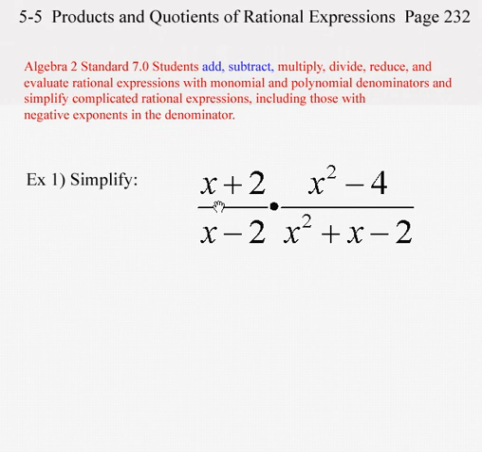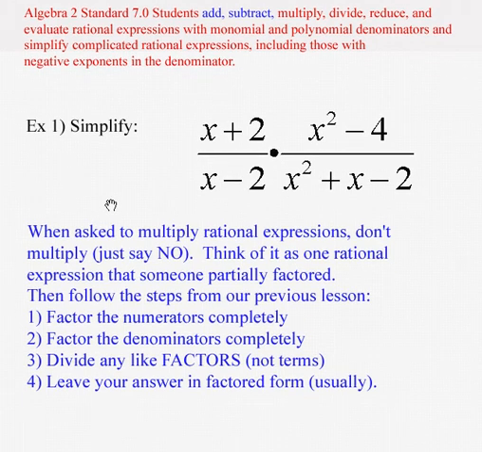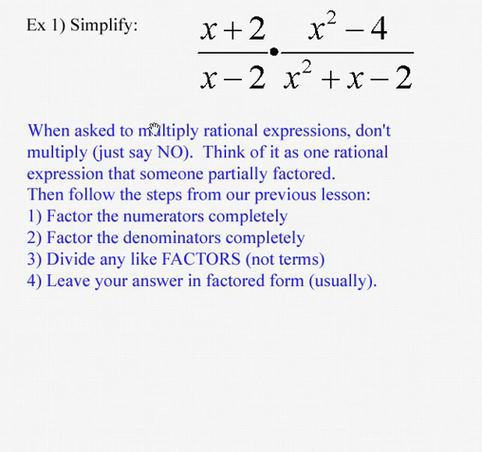So let's start out with our first example. We have x plus 2 over x minus 2 times the rational algebraic expression x squared minus 4 over x squared plus x minus 2. Now, I would like you to think of this. When we ask you to multiply rational algebraic expressions, say no. Just say no. What I would like you to do is think of it as one big rational algebraic expression that somebody started to factor and never finished. And think of what we learned in the previous lesson to reduce or simplify rational algebraic expressions.